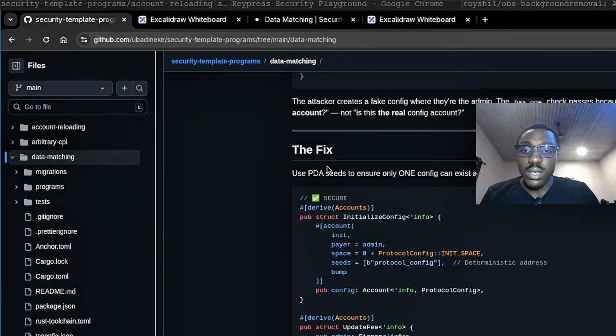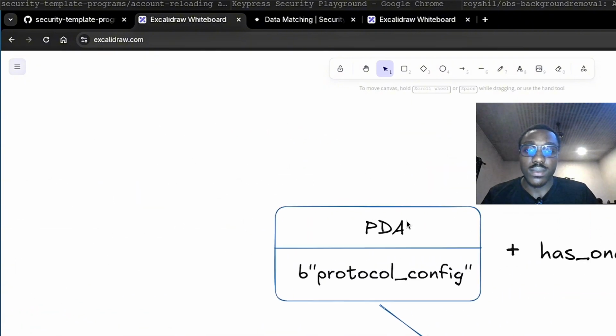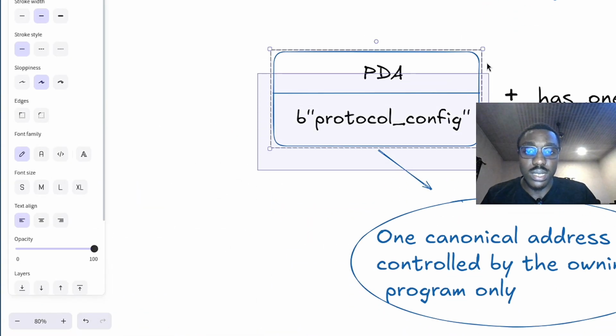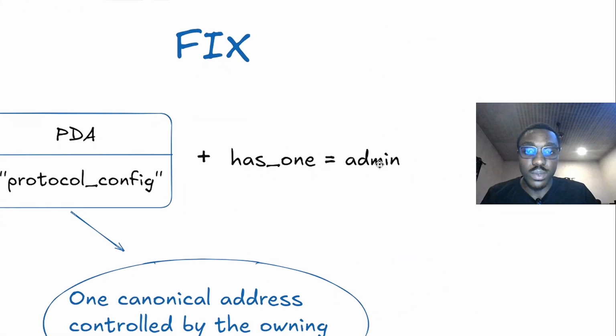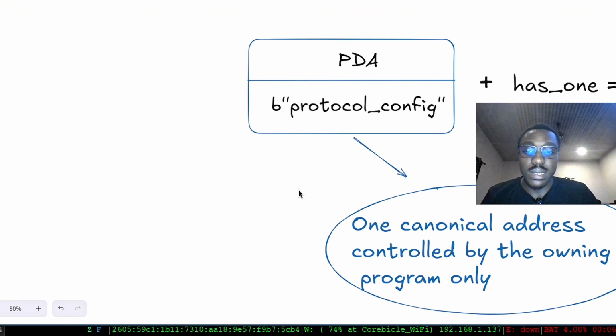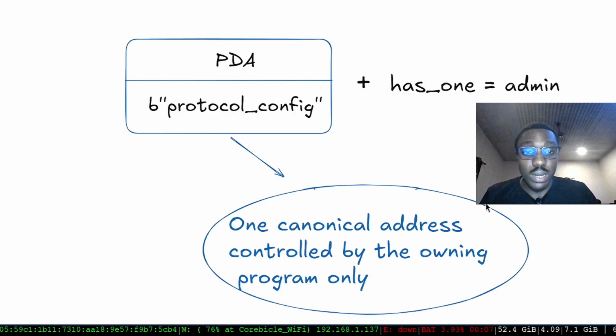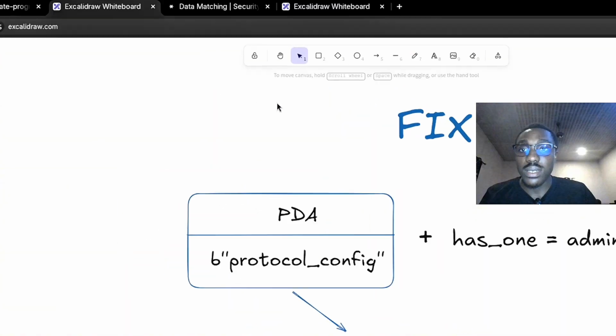With PDAs, we can have one deterministic address that can only be accessed by the program. So with PDAs, you can derive an address with seeds and, in conjunction with the has_one constraint, confirm that the admin field is actually the signer. And like I said, the PDAs can only be controlled by the owning program, so the attacker cannot access it.